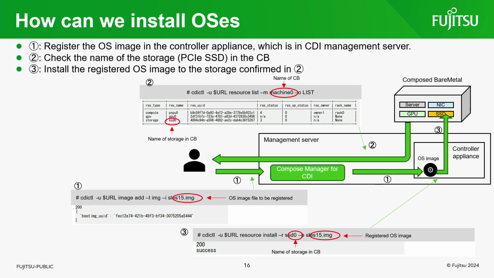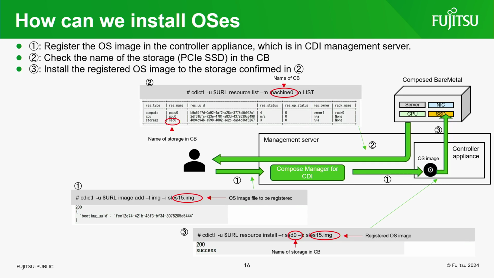Next, I will explain the procedure to install an operating system on the created composite bare metal. This procedure can also be automated, but here is an example of a manual installation. First, we register the OS image in the control appliance, which is in the CDI management server. To do this, we use the CDI control image add command, and we specify the OS image. In this case, we specify the SUSE 15 image file.